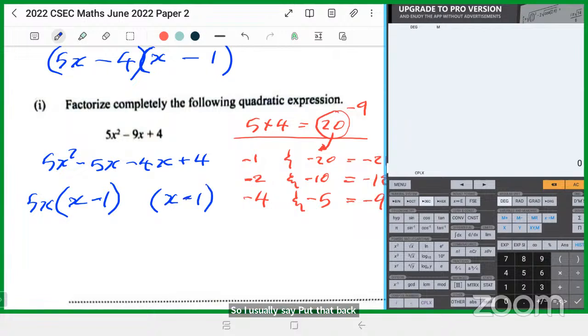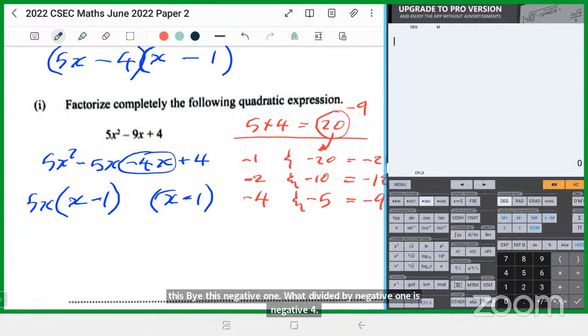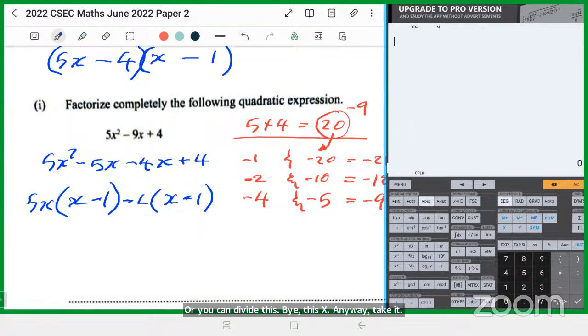Then in between here, you must have a plus value or a minus value. How do you know what that value is? You can, for example, divide this by this negative 1. 4 divided by negative 1 is negative 4. Or you can divide this by this x. Any way you take it, you're going to get negative 4.